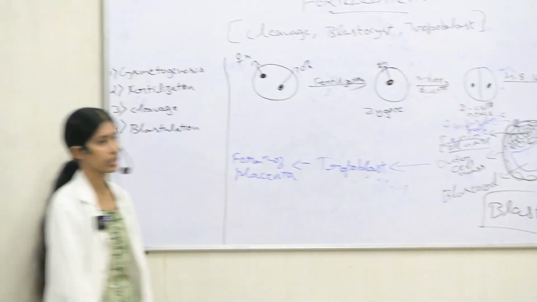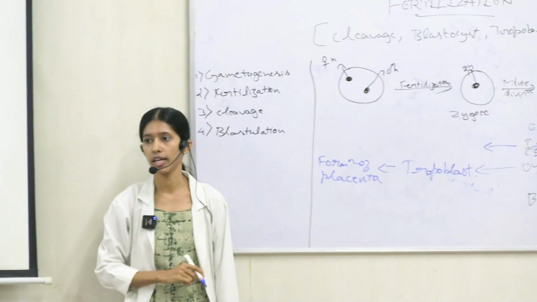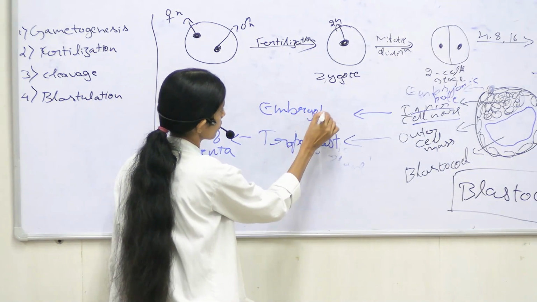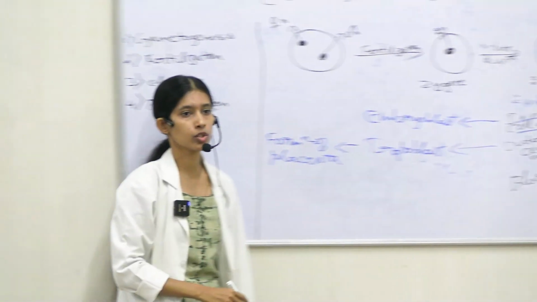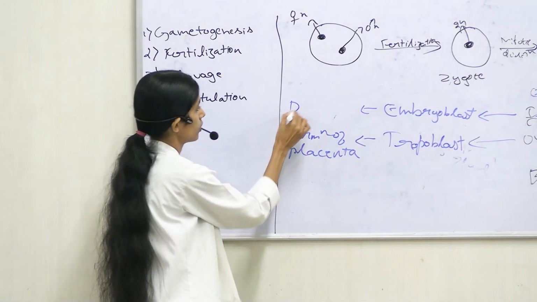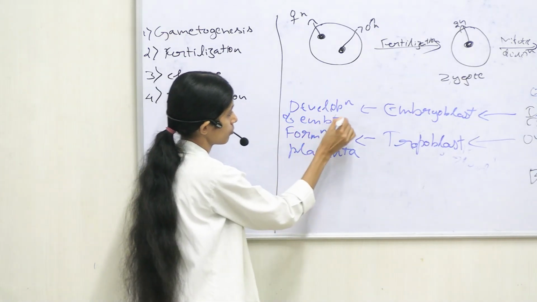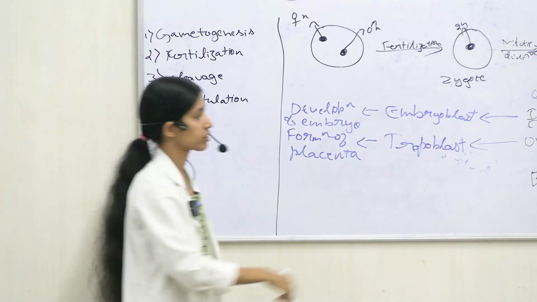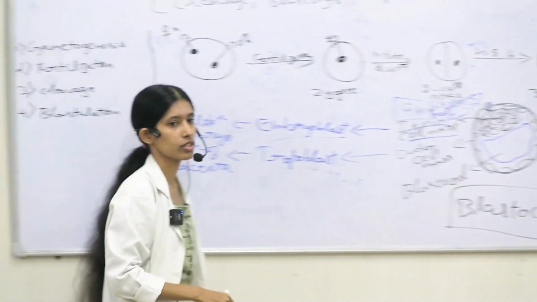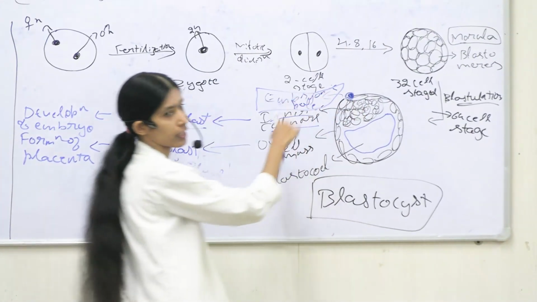What about the inner cell mass? The inner cell mass is called the embryoblast. So the embryoblast helps in the formation or development of the embryo. Hence the name embryonic pole. The part where your embryoblast is attached is called the embryonic pole.